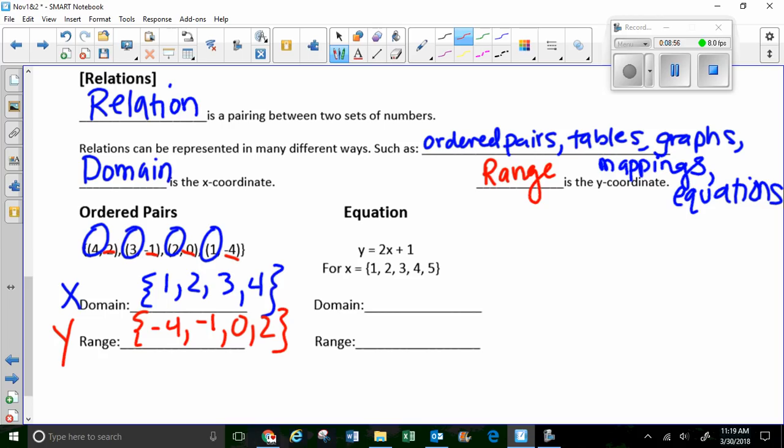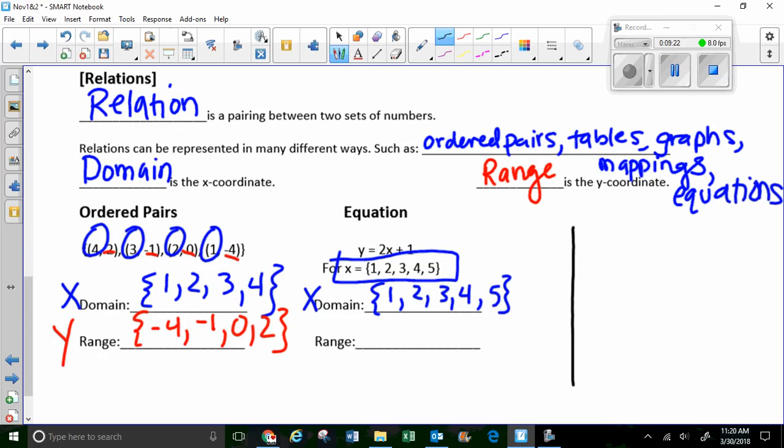Now for the equation, we have to do a little bit of work to find the range. However, the domain is right there for us. Those are the x values. And it says for all these x values, we're going to find the y value. So we already have the domain in order for us: 1, 2, 3, 4, 5. Like I said, though, we're going to have to do a little extra work to find the y's.